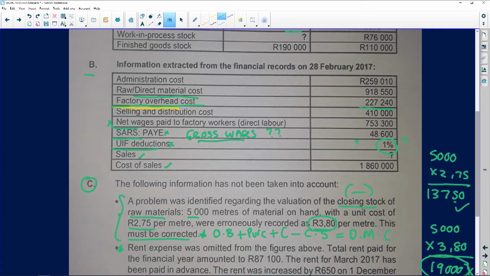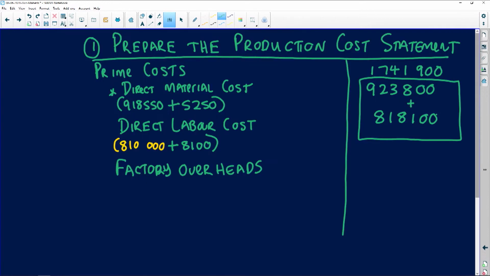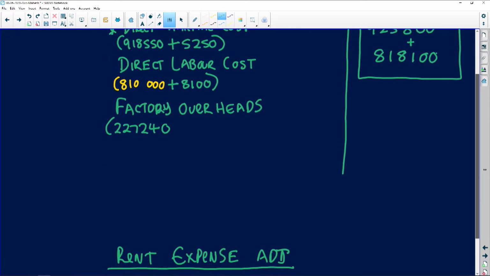So what I'm going to start off by doing is bringing down this amount in brackets, and then we can adjust the figure. Remember guys, I spoke about this last week, the week before. Bracket work is absolutely important. So in brackets 227,240, and now I can go to my rent adjustment.